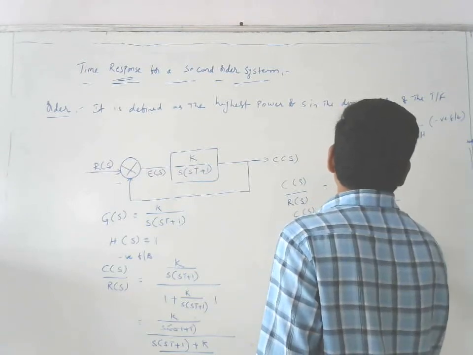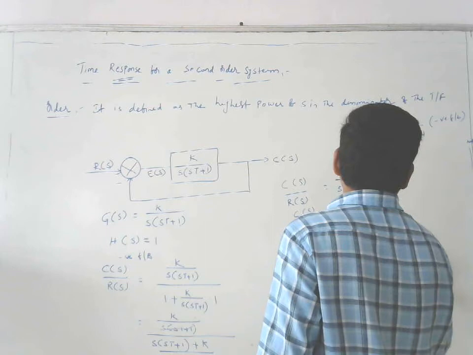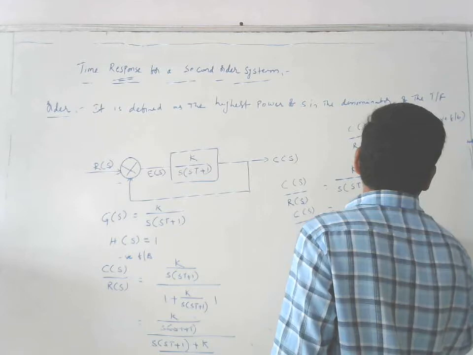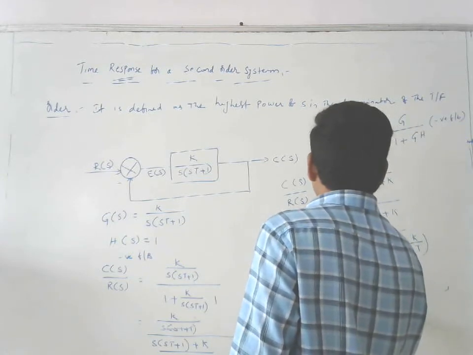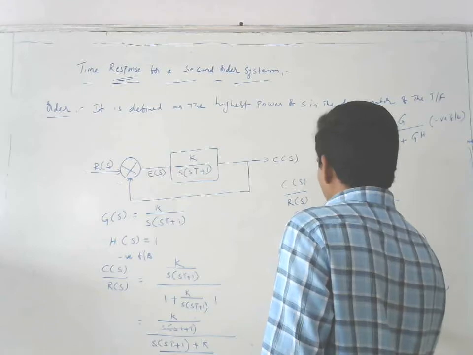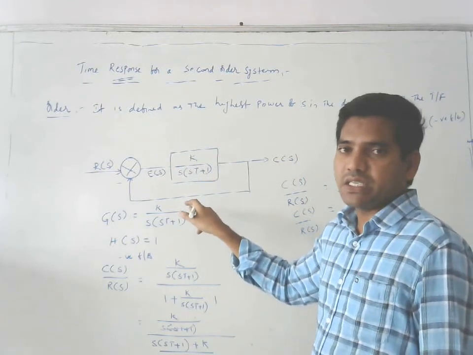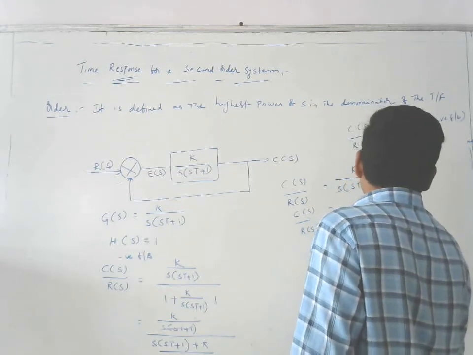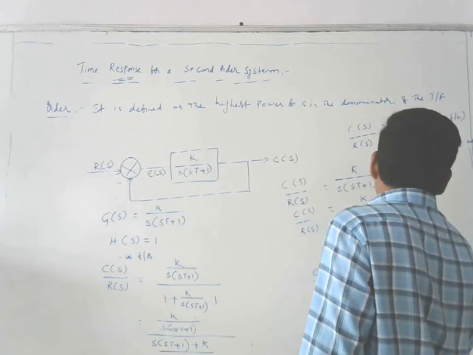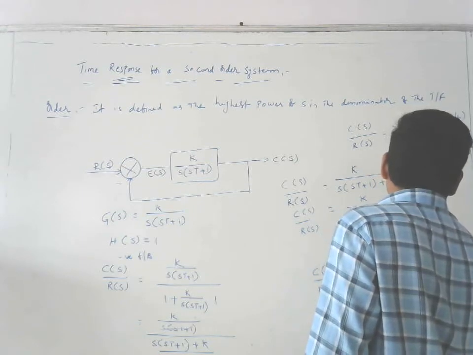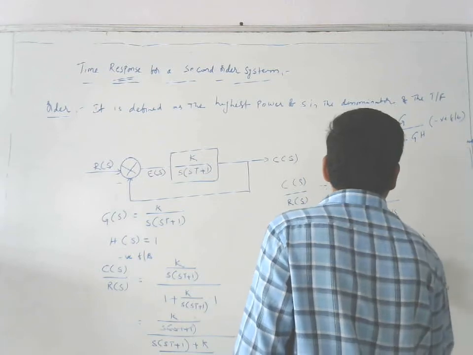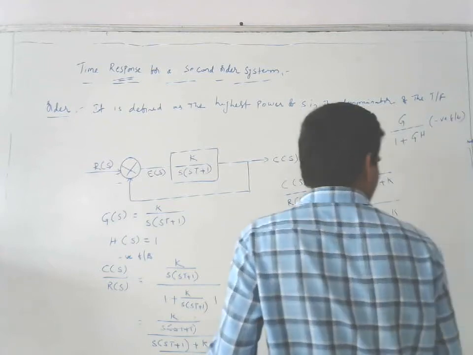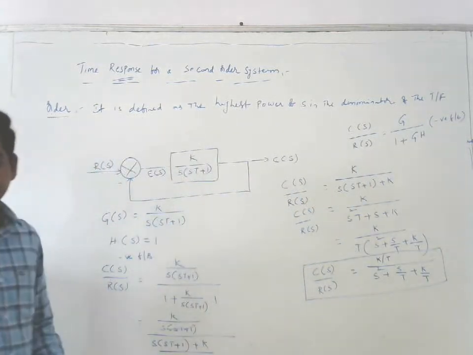Now if I take T common here, we have S square plus S by T plus K by T. So finally the second order transfer function for the considered values of G of S and H of S is K by T, whole divided by S square plus S by T plus K by T. This is a second order transfer function.